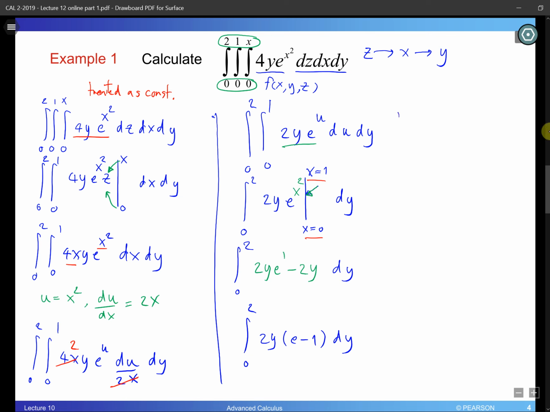Alright, let me draw that again a little bit better. Okay, integrate that with respect to y, so 2y squared over 2, and now we have e minus 1, evaluated at 0 and 2. So we can see cancellation here. 2 goes in, this becomes 4 times e minus 1, and 0 goes in, everything goes to 0, so I don't need to worry about that. So in the end, this is going to be equal to 4 times (e minus 1), the answer for this triple integral.